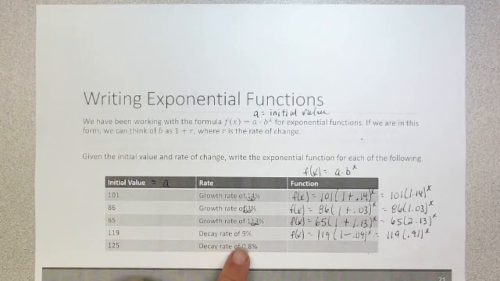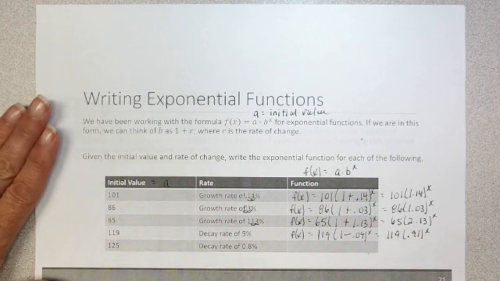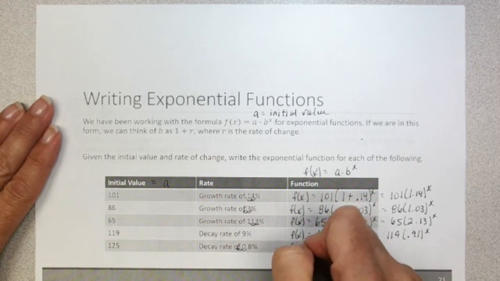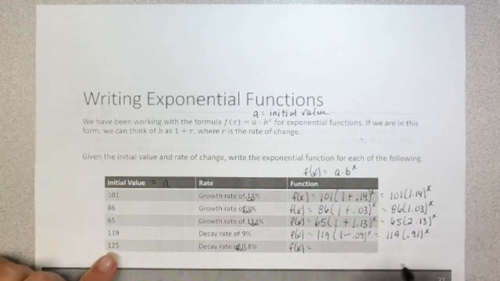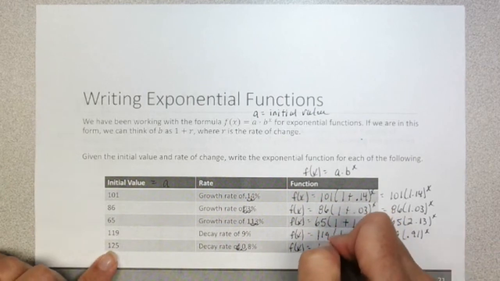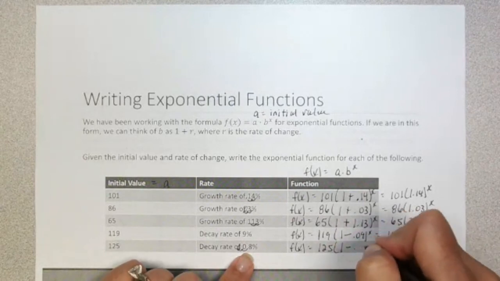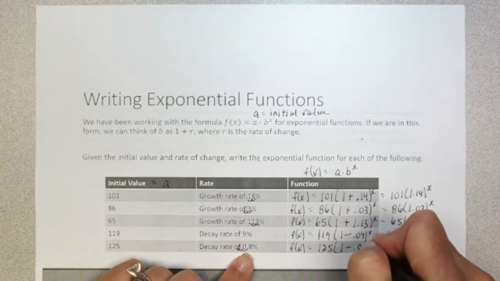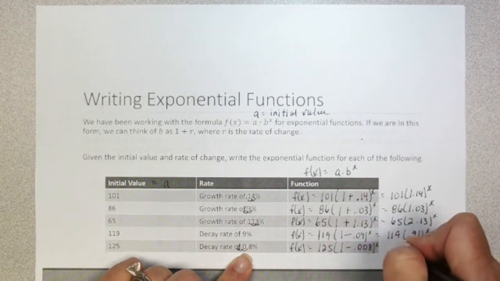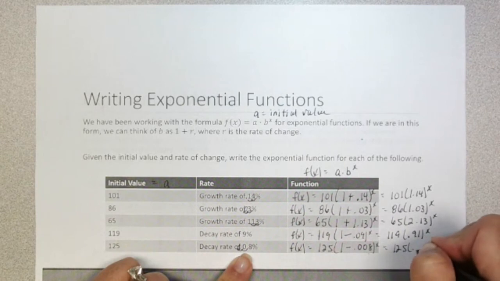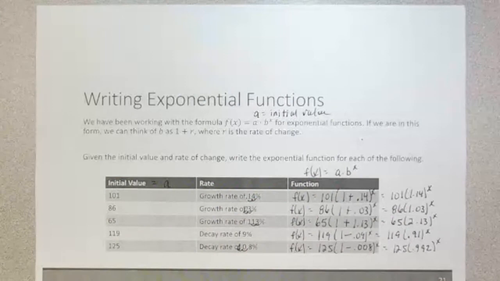Okay, if the decay rate is only 0.8%, let's think about that for a minute. I'm going to move that decimal over 2 places, and you know the 0 is a placeholder there, right? This means that for this function, my initial value is 125 times 1 minus, not 0.8, but 0.008 to the x power, which of course would be 125 times 0.992 to the x power.